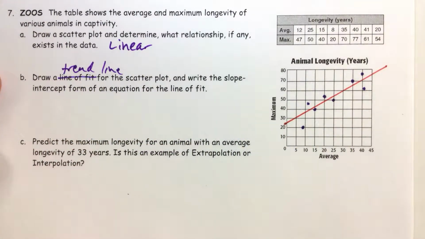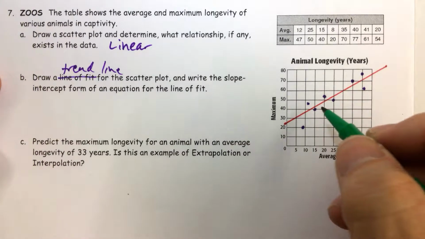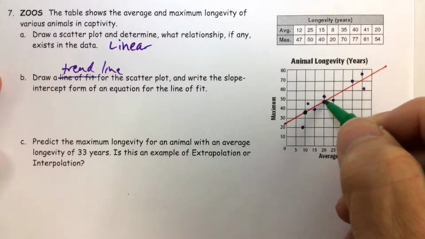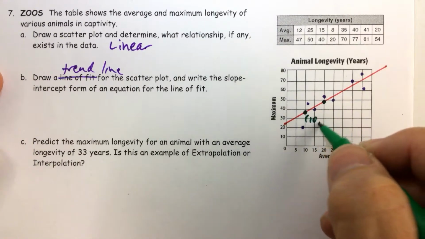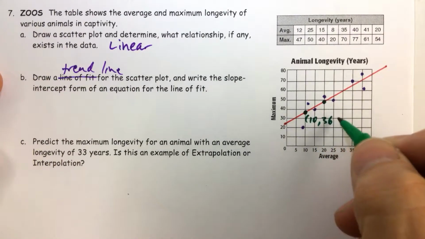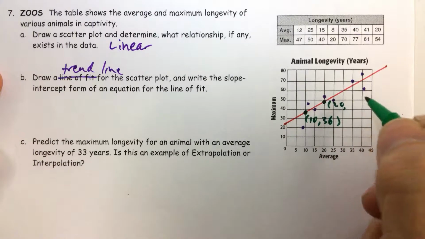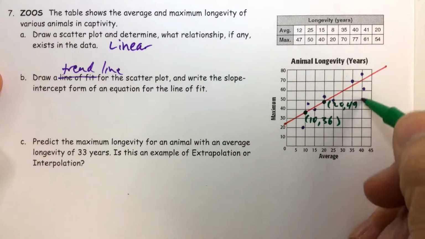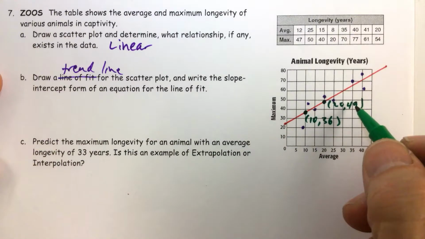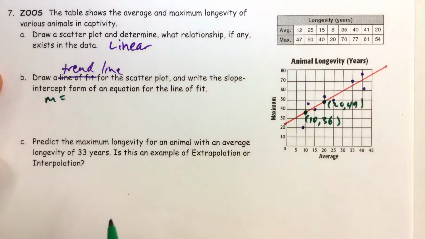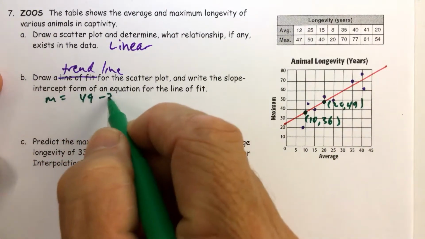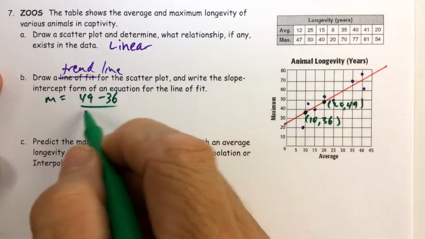Well, we have to come up with 2 points on the line, and I'm going to pick 10 and 20 here. So we have the coordinates (10, 36) and (20, 49). If I want to come up with the equation of the trend line, I need to make sure I come up with the slope first: 49 minus 36 over 20 minus 10.